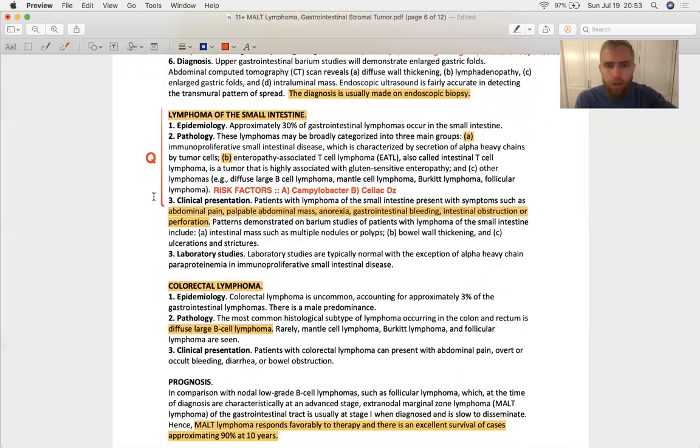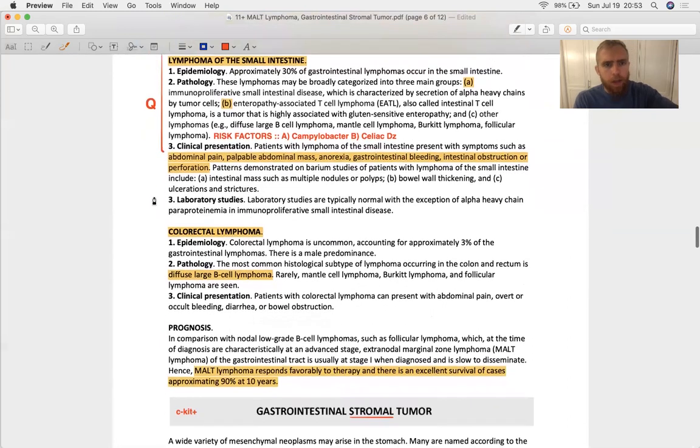Diagnosis is usually endoscopic. So that's our gastric MALToma. Again, we really didn't say anything about the diffuse large B-cell lymphoma, and I think that's because that'll be in a later SDL. Now we have a brief paragraph on lymphoma of the small intestine.